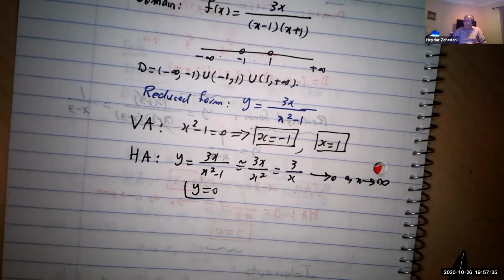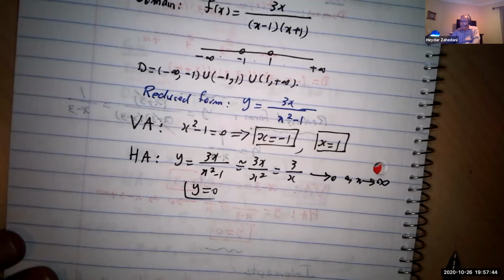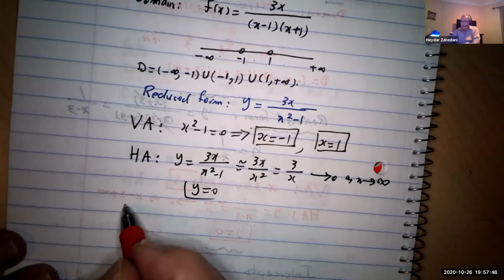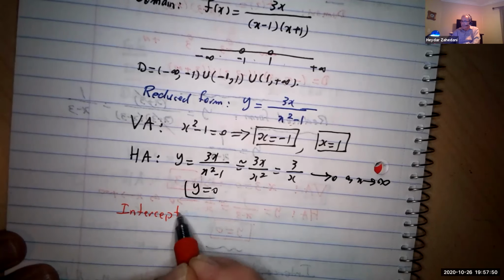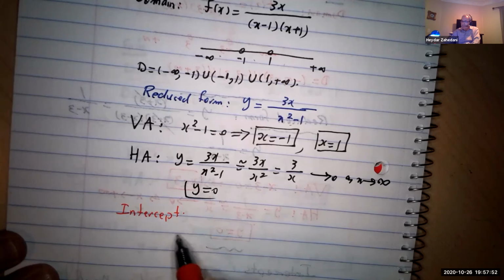So we got the vertical asymptotes and the horizontal one. We need to check the intercepts, and that's easy for this case. So our intercepts, this is it. We did x equal to 0.